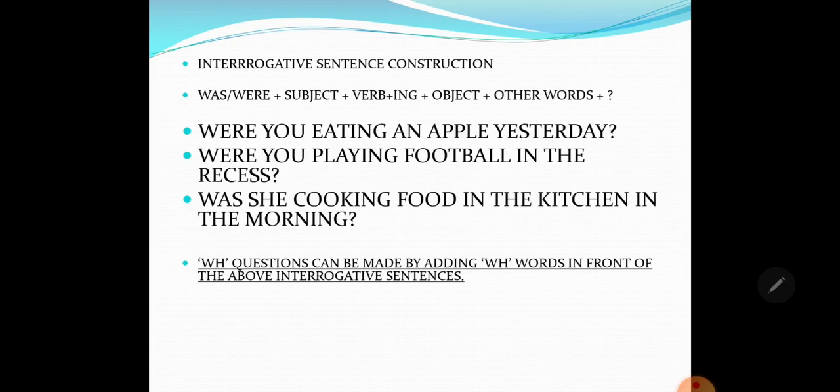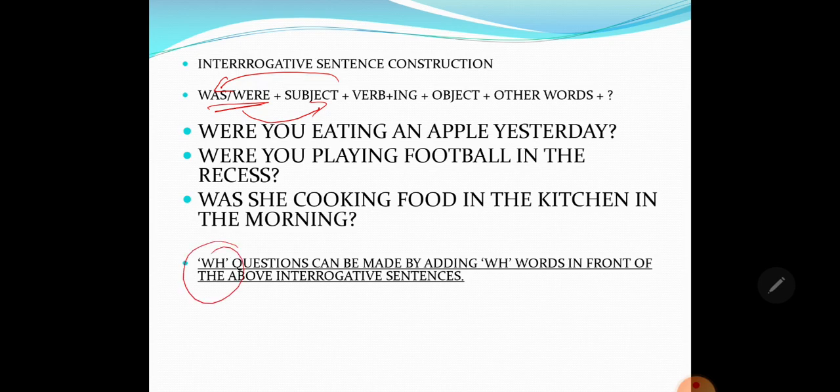Making question, interrogation, again shifting was, were at the first place and shifting the subject behind it. Were you eating an apple yesterday? Were you playing football in the recess? Was she cooking food in the kitchen in the morning?